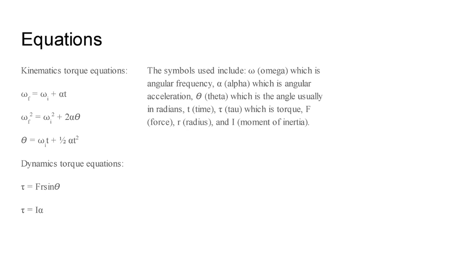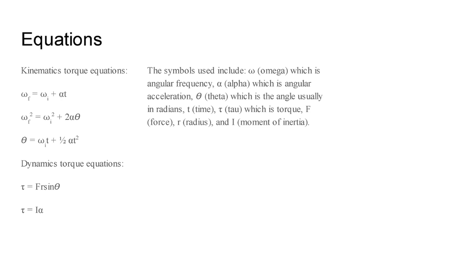For kinematics, we have omega f equals omega i plus alpha t, omega f squared equals omega i squared plus 2 alpha theta, and theta equals omega initial t plus half alpha t squared. And dynamics has torque equals F r sine theta and torque equals I alpha.